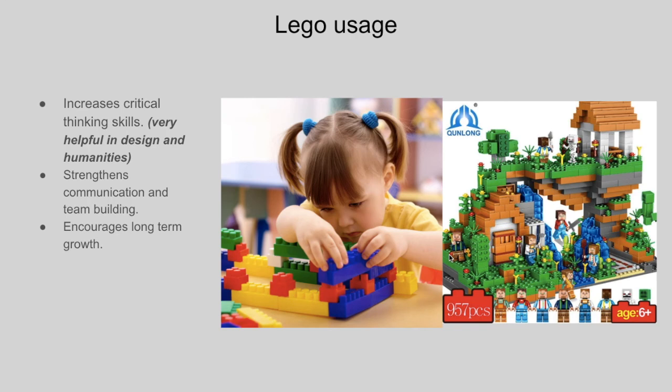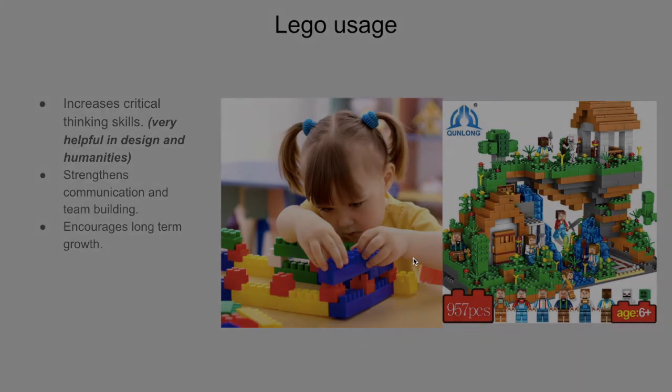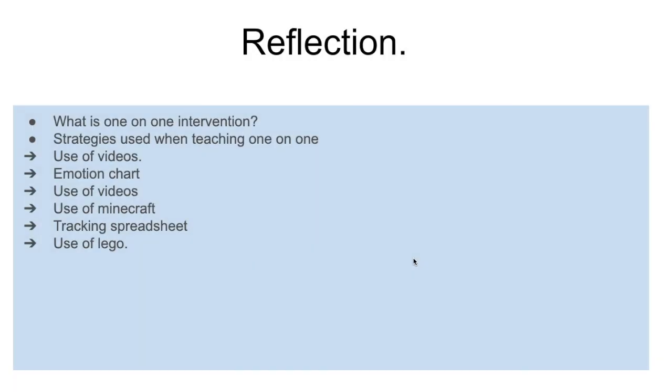Lego usage increases critical thinking skills. It's very helpful in humanities, science, and design. Why? Because it also strengthens their communication and team building, and it encourages long-term growth because it involves a lot of planning mentally, a lot of thinking. So this is very, very important, and I've realized it's been very successful.